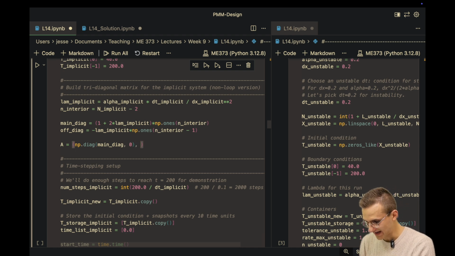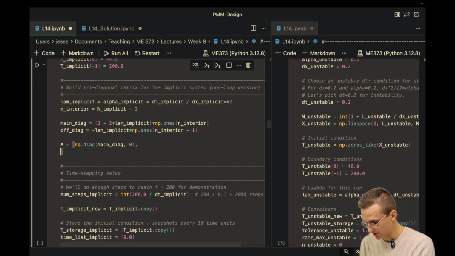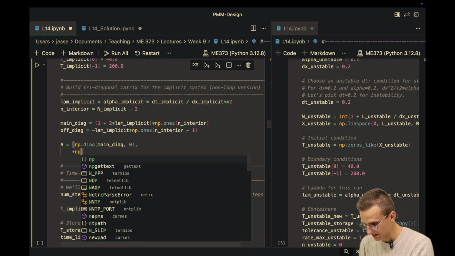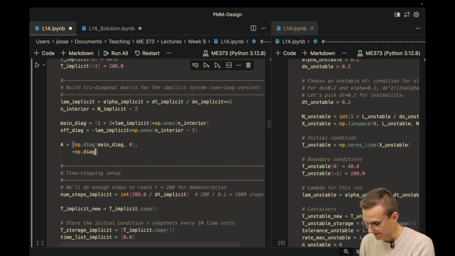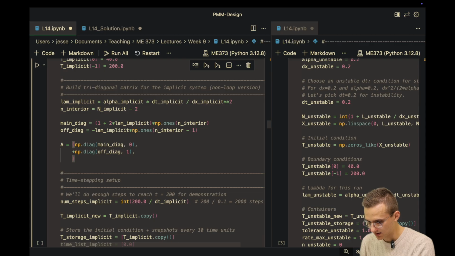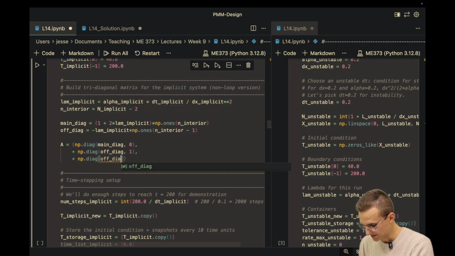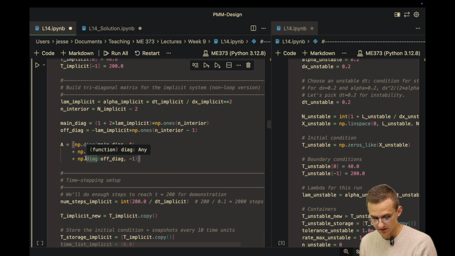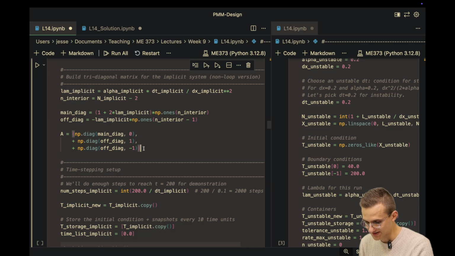So I'm going to add to this plus np.diag of our off diagonal elements, right? But I'm going to place that on 1. Okay, so the line above the main diagonal, and then I'm going to do the same thing again with the off diagonal elements, but just below the main diagonal, so -1. Okay, so that is the creation of the implicit matrix A.